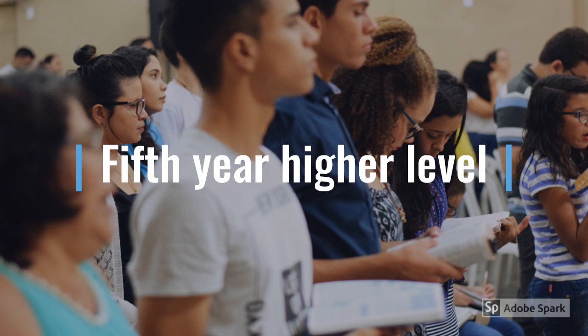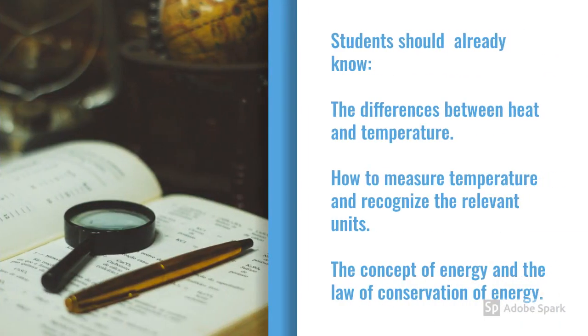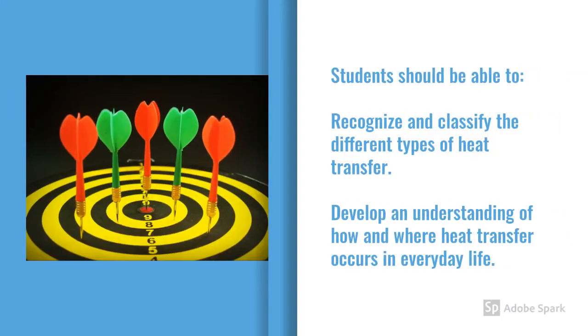This video is aimed at teachers who have to teach 5th year higher level physics students the topic of heat. When starting a new topic, it is important to know what the students may already know that is linked to the topic. As the students are in a 5th year higher level physics class, they should already know the following. They should know the difference between heat and temperature. They should know how to measure temperature and recognize the relevant units involved in temperature. And they should also know and be aware of the concept of energy and the law of conservation of energy.